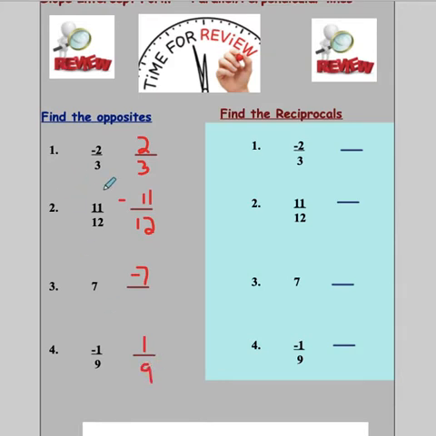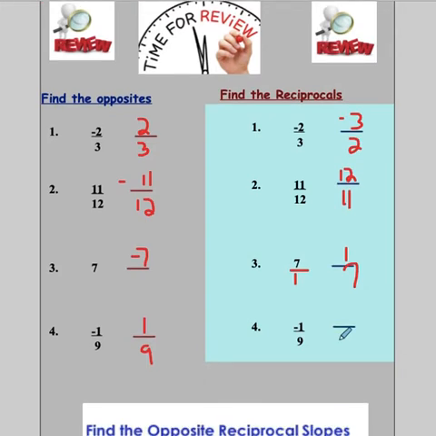Let's talk about reciprocals, and then we're going to pull it all together. What is the reciprocal of negative 2/3? Let's say negative 3/2, where you're basically flipping the denominator and numerator. What is the reciprocal of 11/12? 12/11. What's the reciprocal of 7? Now you've got to remember 7 is over 1, so that's going to be 1/7. And the reciprocal of negative 1/9 is negative 9/1.